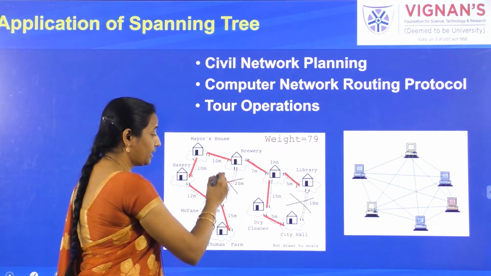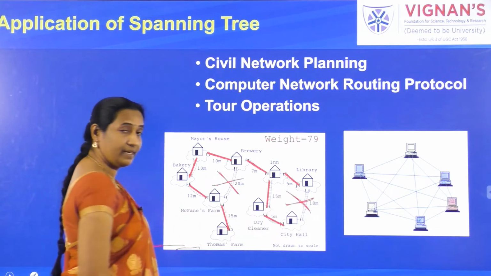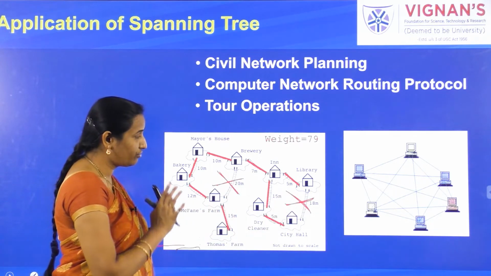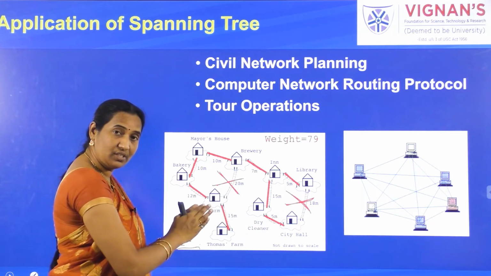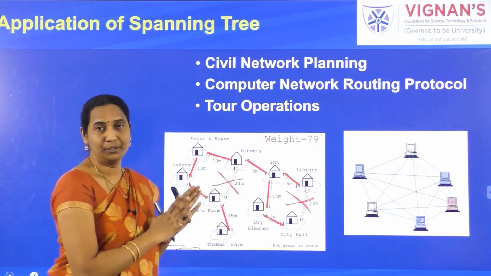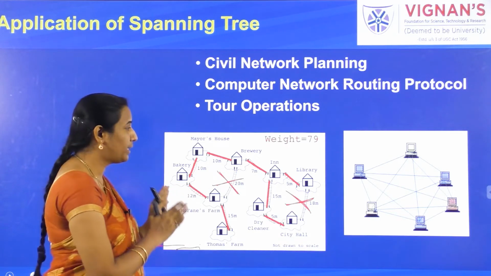So if you observe, this connection is not required, this connection is not required, even after removing the connections also. Now all the houses are connected with the electricity, but the cost is now reduced. So that's the advantage of using the minimum spanning trees.